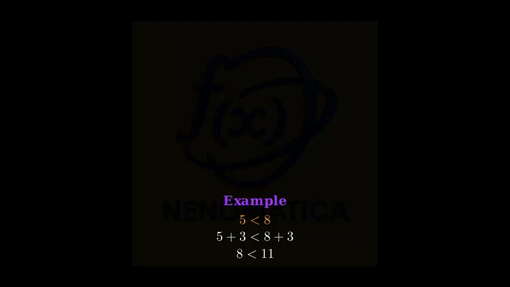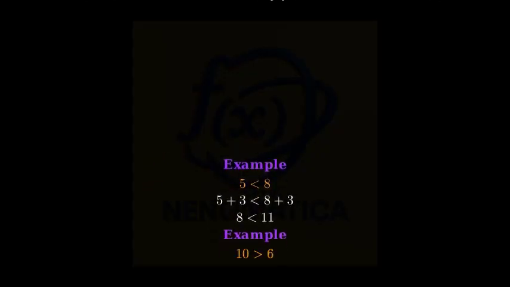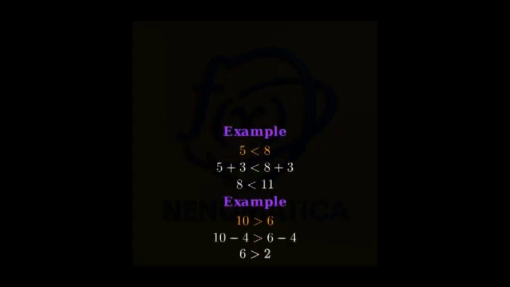Let's try another example, this time with subtraction. Example, consider the inequality 10 is greater than 6. Now, let's subtract 4 from both sides. 10 minus 4 equals 6, and 6 minus 4 equals 2. So we get 6 is greater than 2. Again, the greater than relationship is preserved after subtracting the same value from both sides.